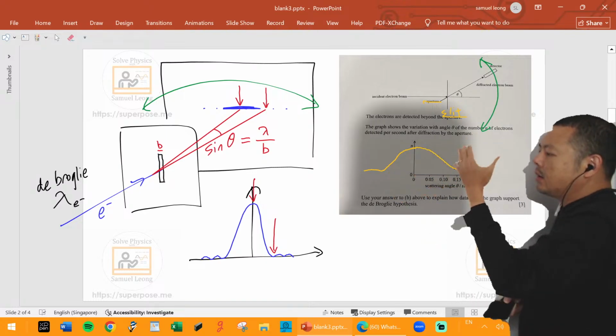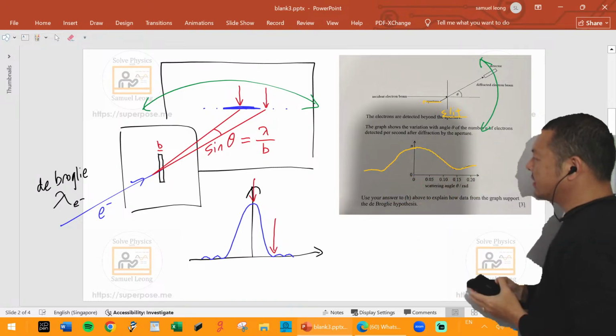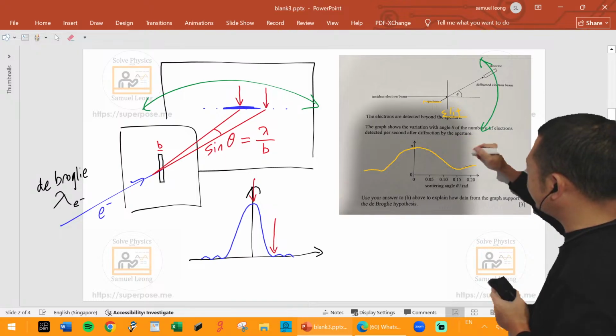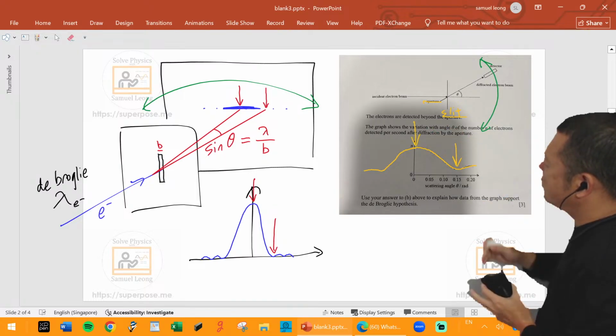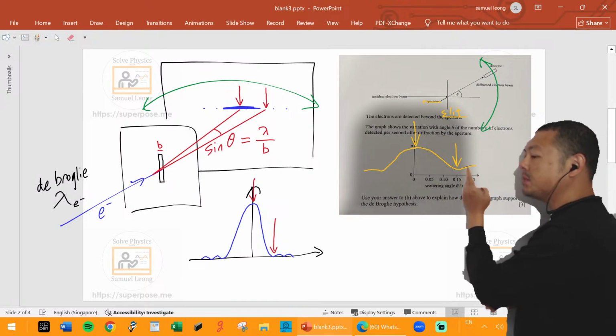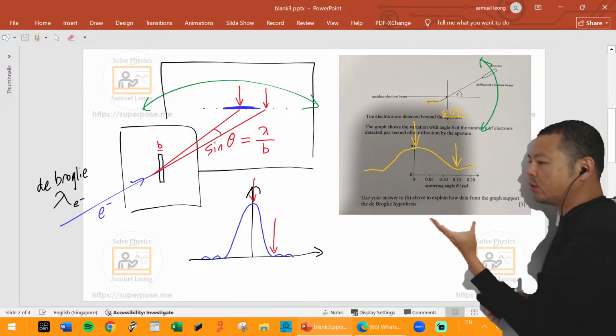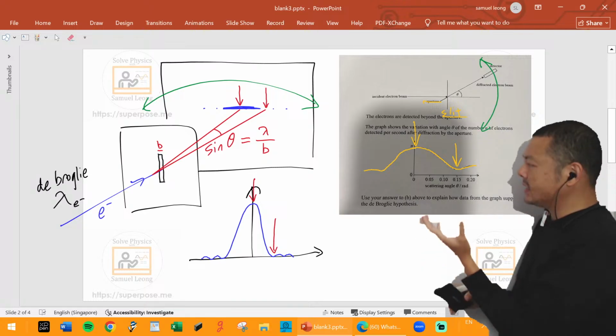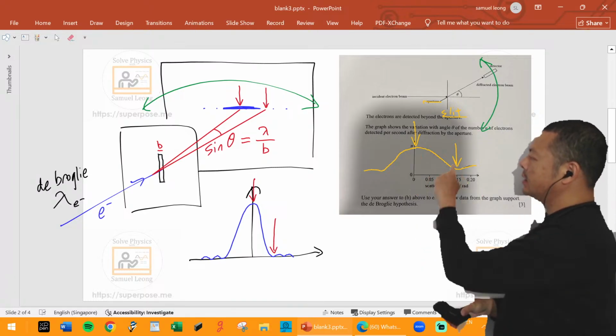Right, what's the point of giving you this graph? The graph here wants you to find the angle from the central max to the first minimum. This is the first minimum. It's a minimum, it doesn't have to be zero. Minimum just means the lowest intensity, so that's a minimum, down here like this.